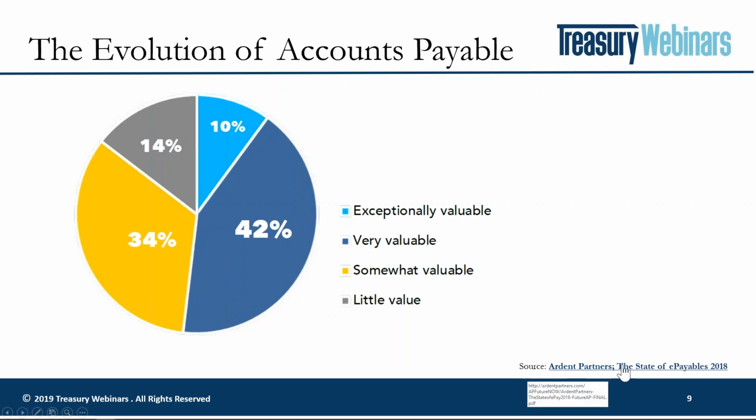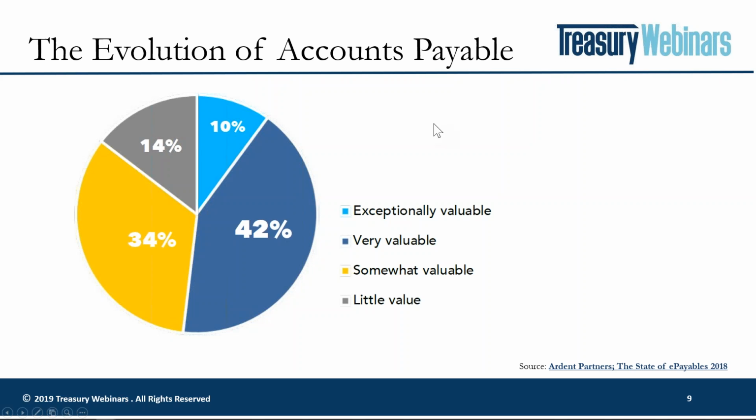This is from the Ardent Partners, the State of E-Payables. If you're interested in getting a copy of the presentation, there's a lot of research hyperlinks here. But I'm pleasantly surprised to see 42% exceptionally valuable, and we've got 76% is very valuable, exceptionally valuable. For any of you that haven't been paying much attention to accounts payable, if I would have seen this result a few years ago, I would just be shocked, and I'm glad to see it.